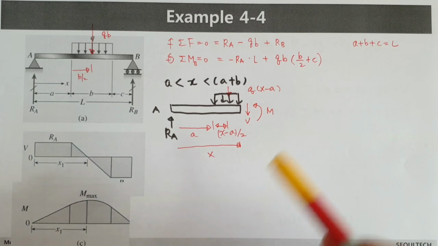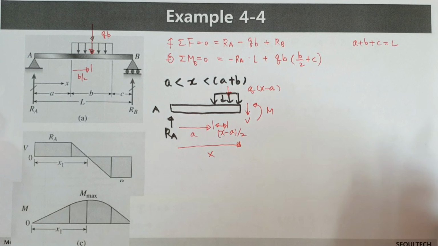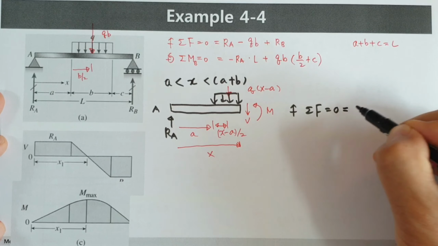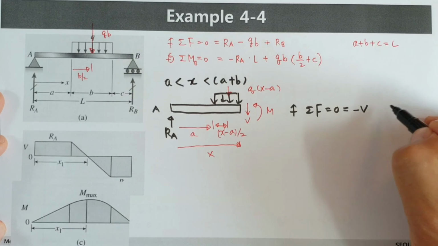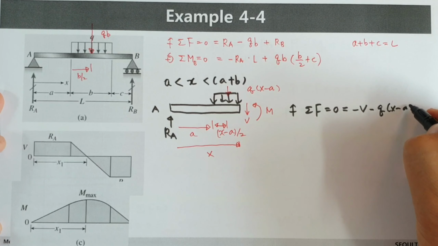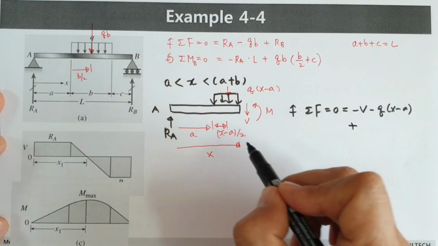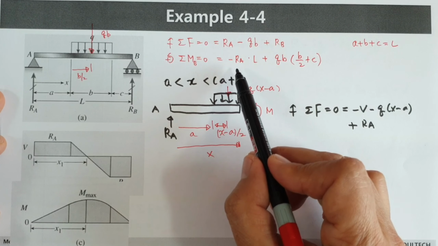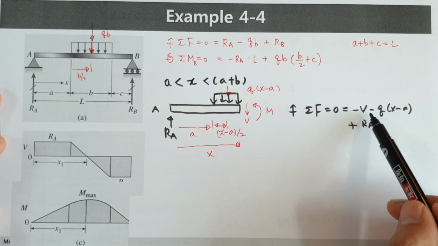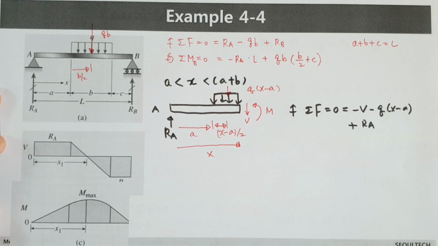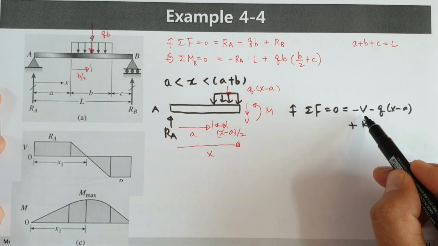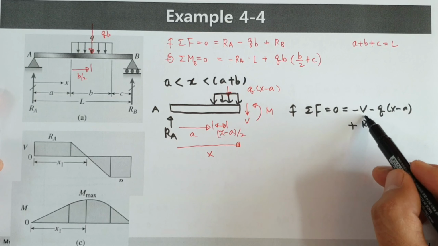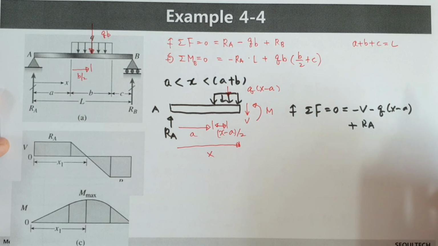Then we are ready to calculate moment and shear force. At first, let's think about shear force. Upper direction is positive. Then this distributed force Q times x minus A is negative. And plus, we consider the RA value. We know RA, and Q is given, then we can calculate the shear force. Actually V is linearly changed with Q as a function of x. V is a function of x, RA is a fixed value.